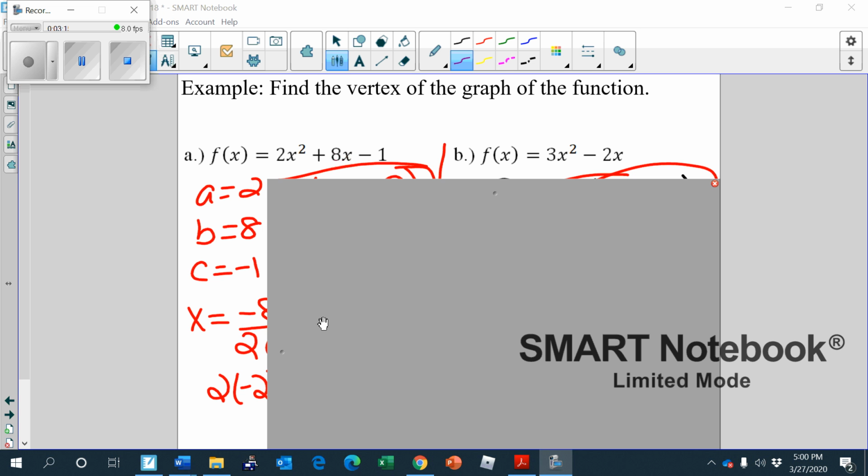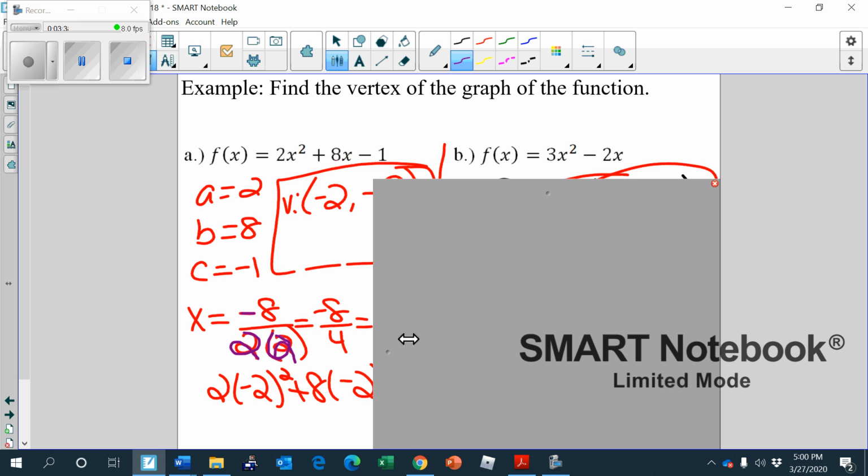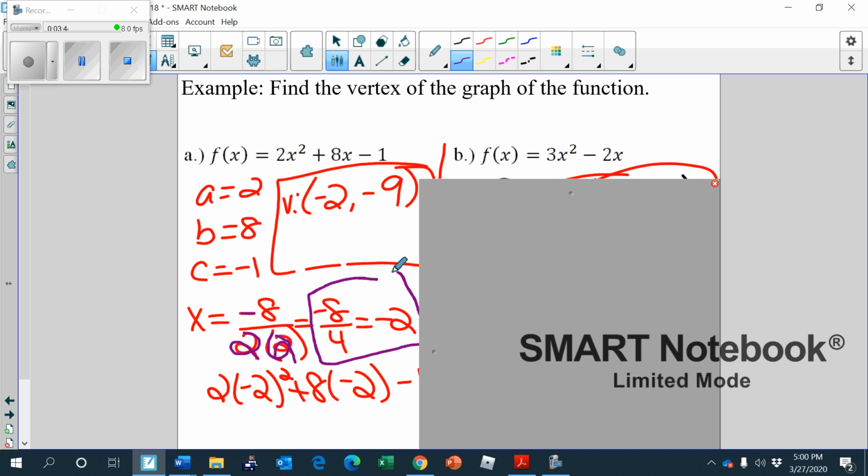Now we're going to do x equals, because this is the x value of the vertex, the opposite of b. See that b is a positive 8, so we're going to write a negative 8 divided by 2a. And remember, our a in this case is 2, so 2 times 2. So we're doing negative 8 divided by 4, and we get negative 2. That's our x value of the vertex. So let's put that in there as the x value of the vertex.